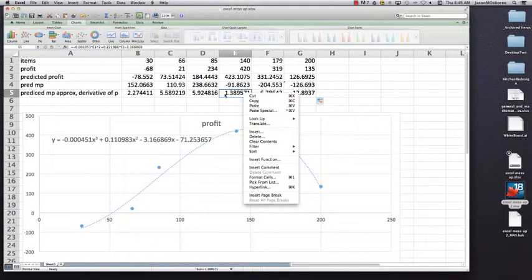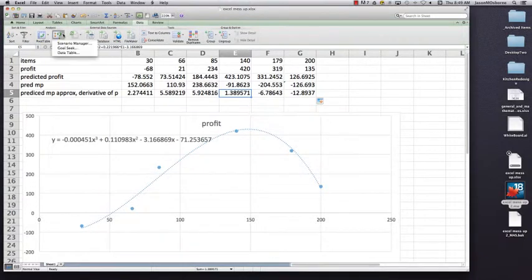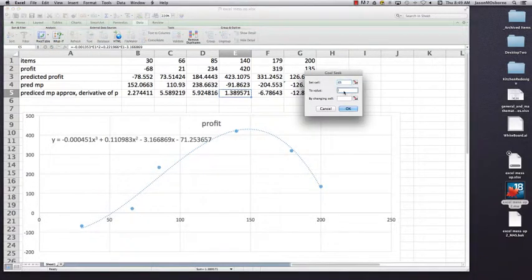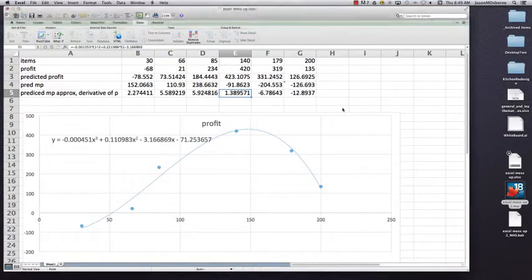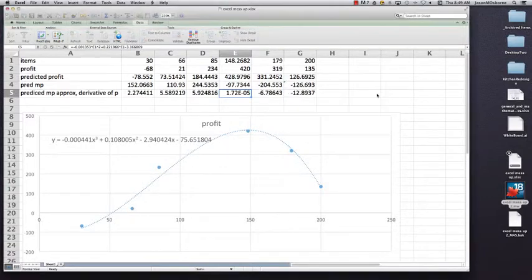So if we goal seek, let me see how do I do this. Data, it's a little different on the Mac. What if analysis, goal seek, same process though. Set this value to 0 by changing the number of items. Okay. And we can see here that around 148 items here, that's where our maximum should occur. Okay. So the max profit would occur somewhere around selling 148 items.